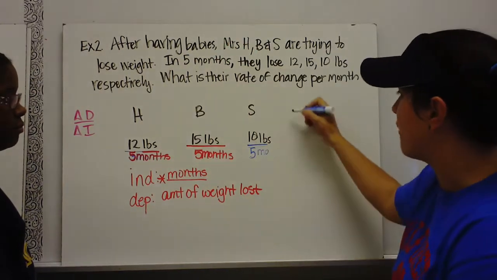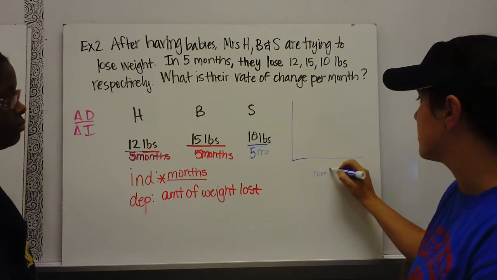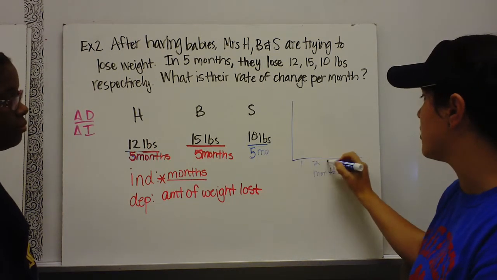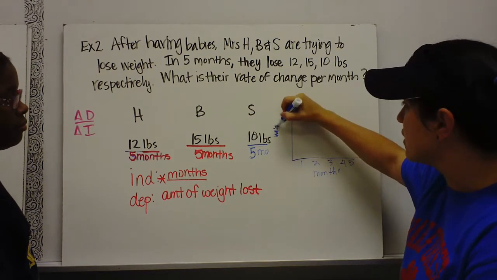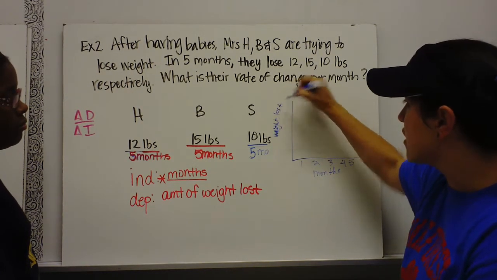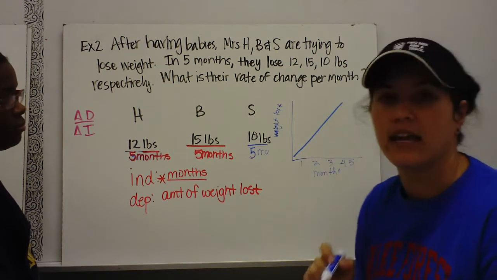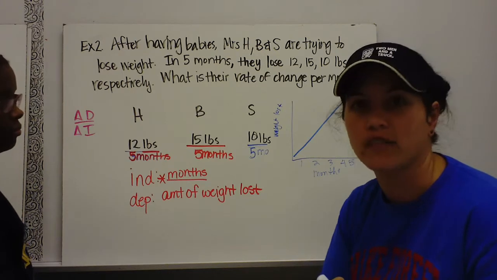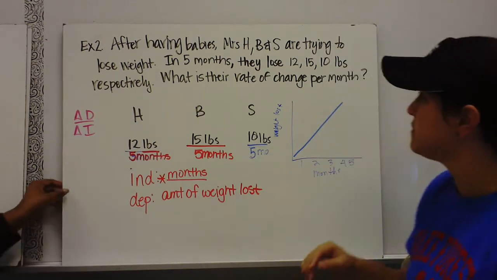If this was a graph, our independent variable would be the months. So months 1, 2, 3, 4, and 5. And this would be our weight lost. So as the months went on, our weight loss increased. So that's why our rate of change is positive, even though we're losing weight.